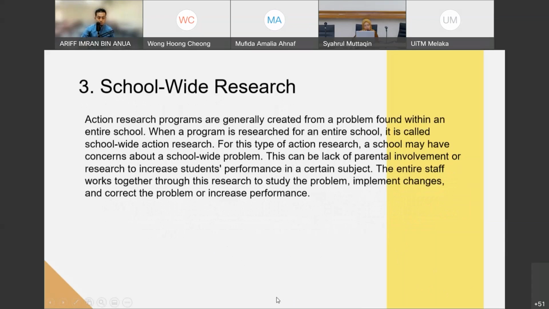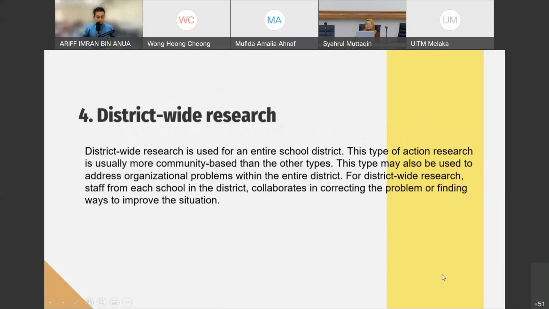The next is school-wide research. So the scope is wider. The entire staff will work together through this research to study the problem, implement changes, and correct the problem or increase performance. Since this is school-wide, it will be the entire school. And then the last is district-wide. This one is much wider, since it will cover district-wide schools.